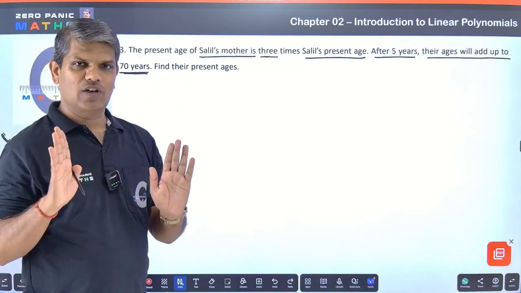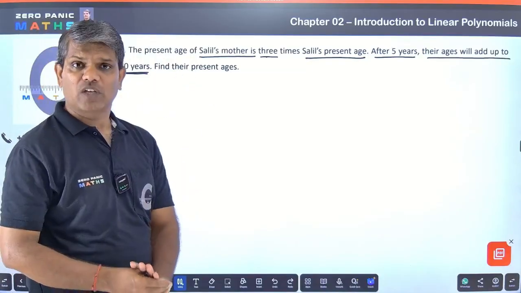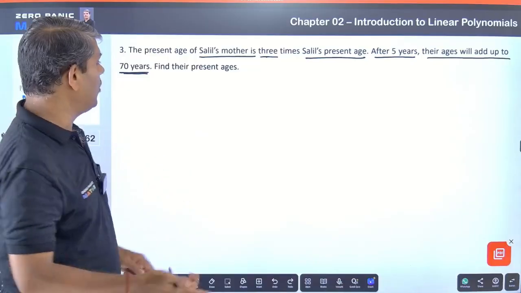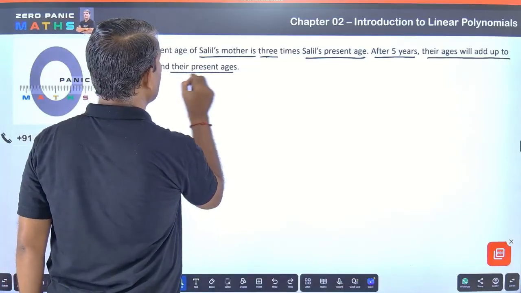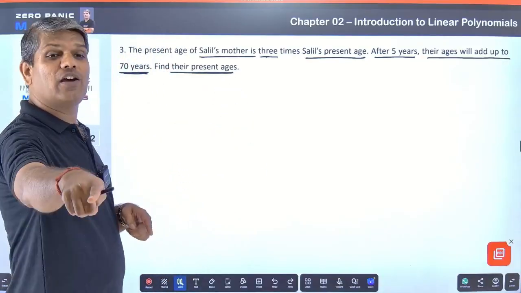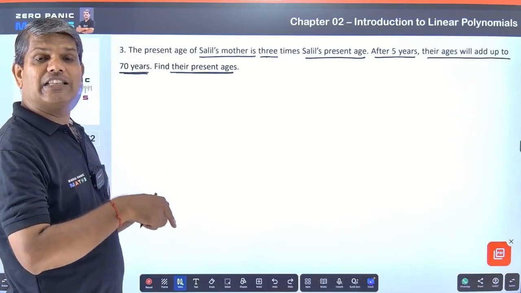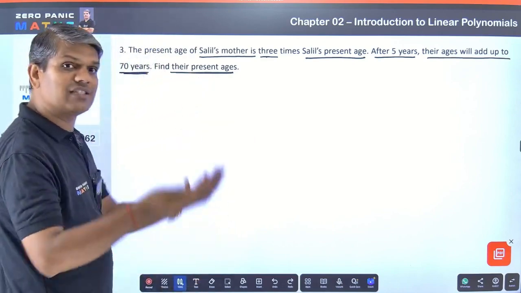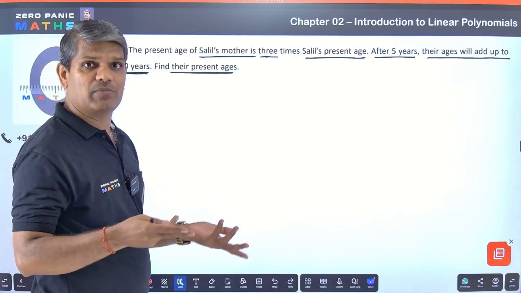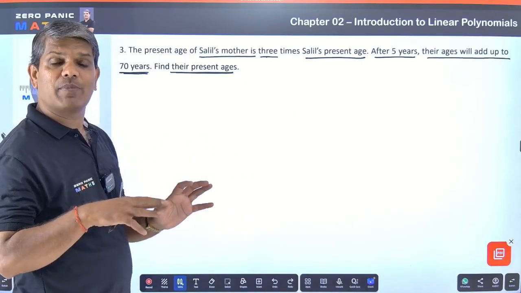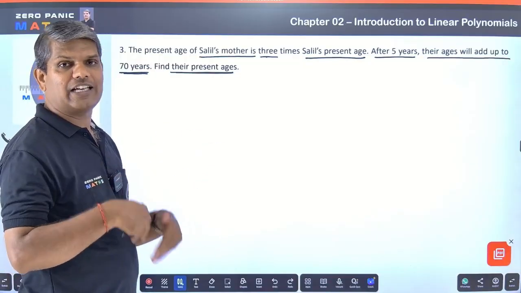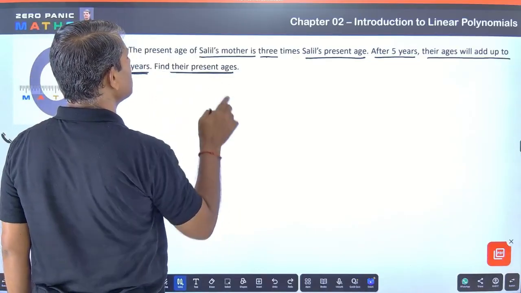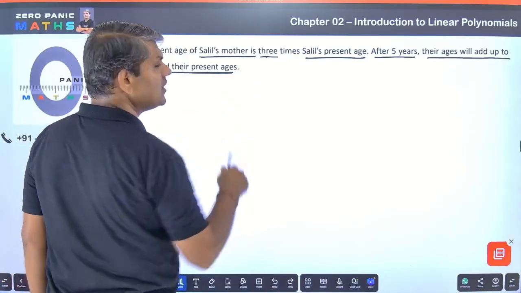Find their present ages. Now whenever such examples are given, listen to me carefully. When you go to the end of the problem, you will see what we have to start with. You go to the end of the problem and see what we should be starting with. So what they are asking is their present ages. So let us consider their present ages in terms of variables, so that we get an algebraic expression, solving which we can get the answers. Understood this? Now let us see.